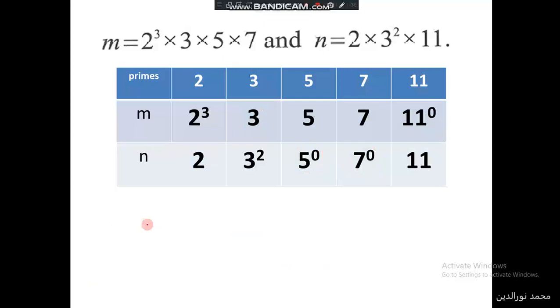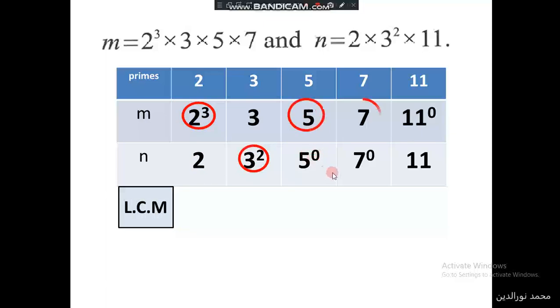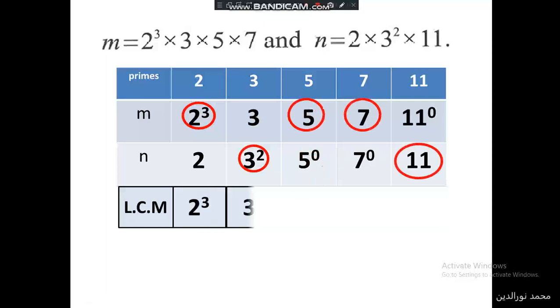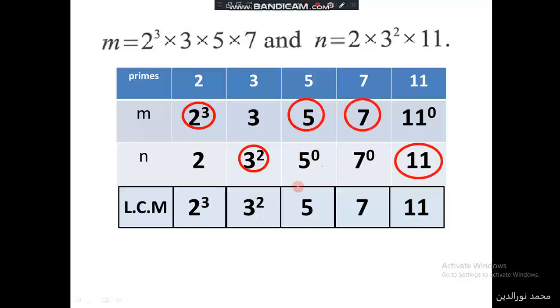So let's find the LCM. For LCM, we said that we take the prime factors with the highest power. So 2 power 1 and 2 power 3, we take 2 power 3. 3 power 2. 5 power 0 and 5 power 1, we take 5 power 1. 7 power 1, and 11 power 1. Then we write them down: 2 power 3, 3 power 2, 5 power 1, 7, and 11.